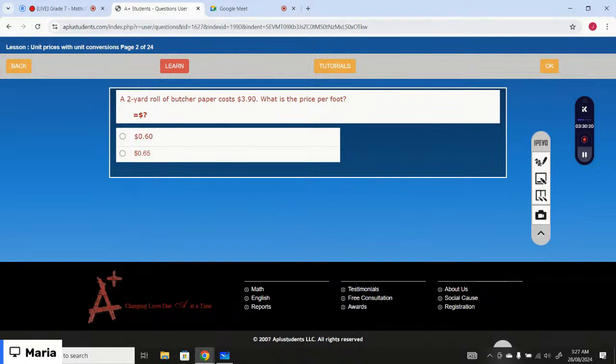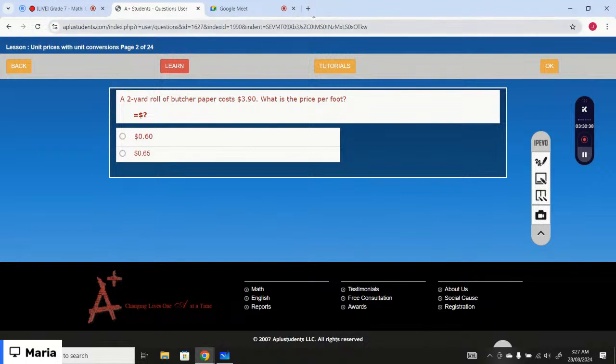A 2-yard roll of butcher paper costs $3.90. What is the price per foot? So you are given that 2 yards is $3.90. You have to convert it into feet first, right? So that is a yard to foot conversion.